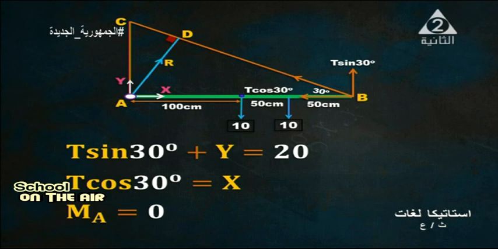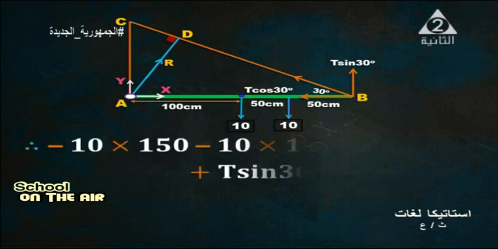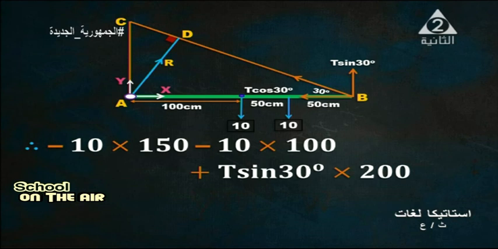We must find the moment at point A. When we find the moment at point A, we cancel the X and Y reactions. Why? Because they act at point A. Therefore, my dear student, the moment at A equals 0. How many forces do we have? We have 3 forces: 10, 10, and tension T.